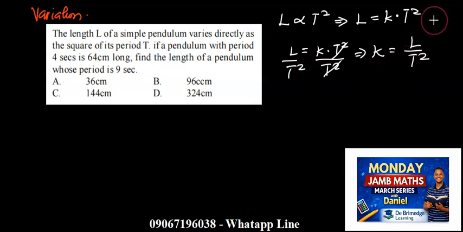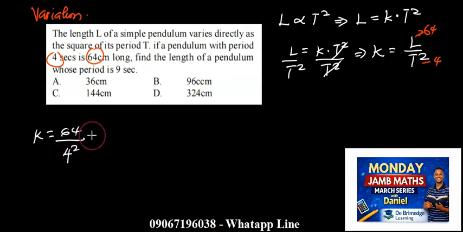Now, once we're done with this, we're going to plug in the values. Remember that L will be given. If the length is 64 and the time is 4, plugging in our values, K is equal to 64 divided by T, which is 4 squared. So this is going to give us 64 divided by 16, and this is going to give us 4. So therefore, K is equal to 4.